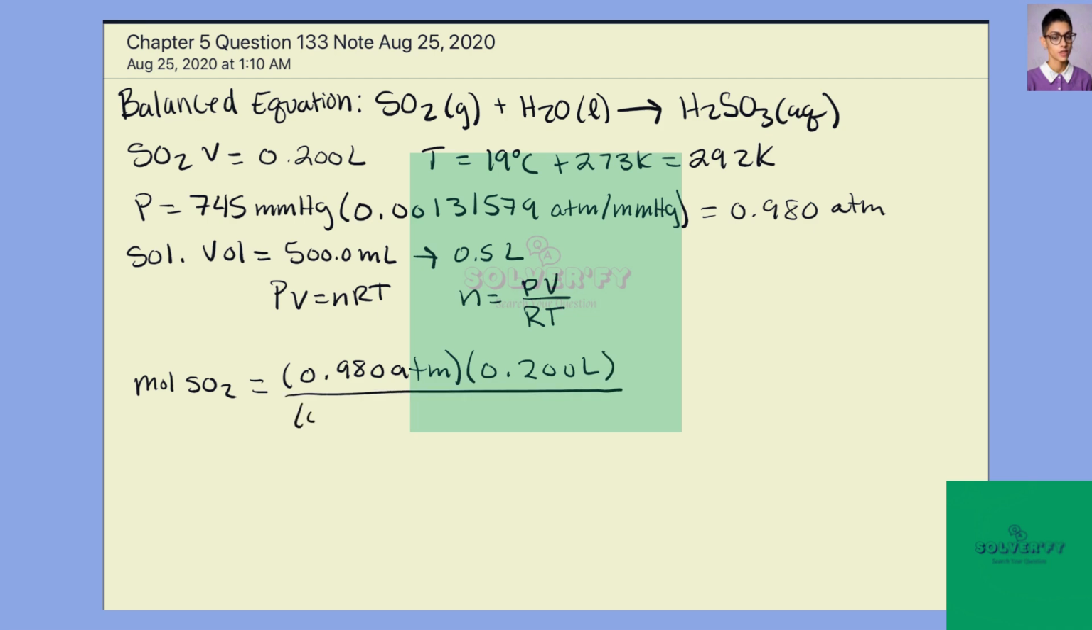Divide that by our R value, which is 0.0821 liters atmosphere per mole Kelvin, and then times that by our temperature, which is 292 Kelvin. So our moles of sulfur dioxide is equal to 0.008176 moles.